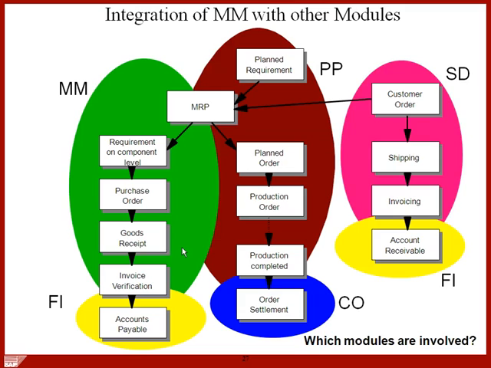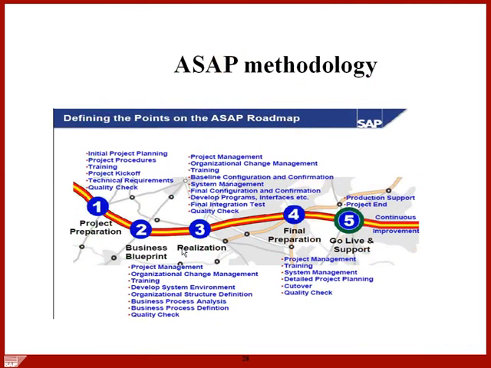Similarly, when you are working with MRP, consumption based planning, you will be integrating between the MM module and the PP module. Similarly, when you are working with the special procurement scenario called third party sales or processing, you will be working with MM with SD. Okay, so all these points will be covered as and when they come into picture.